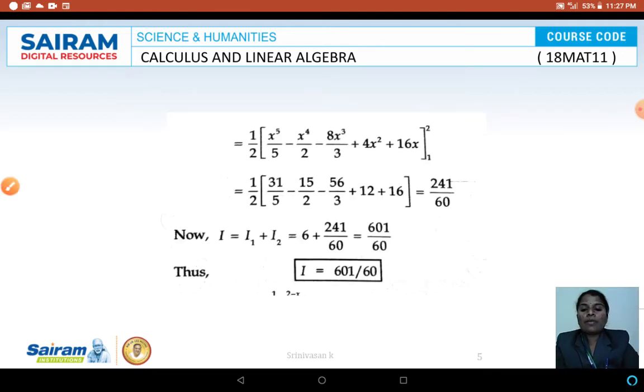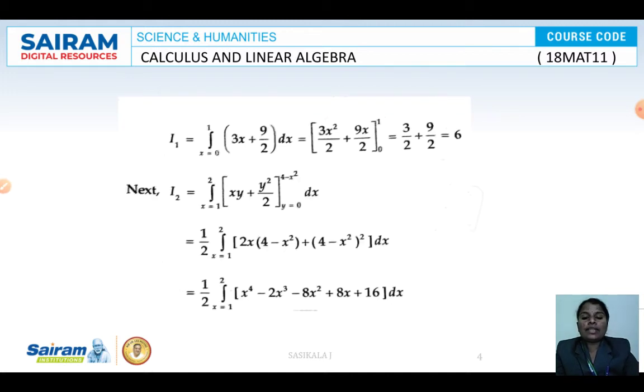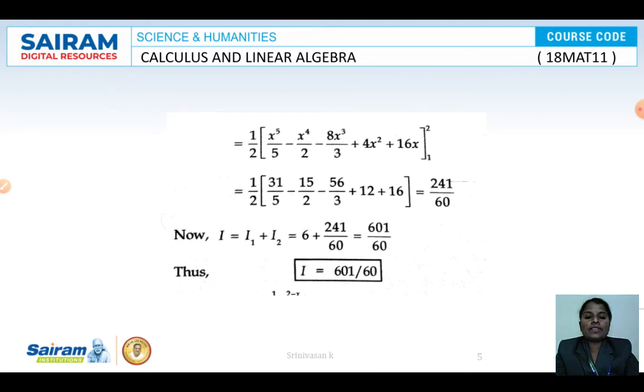Okay. So now you can see that we substitute the upper limit. Before that, you integrate: x power 4 will be x power 5 by 5, and minus 2x cube will be minus 2 x power 4 by 4, minus 8 x cube by 3, plus 8 x squared by 2, plus 16. So now, this is equal to 1 by 2 of the upper limit minus the lower limit. You will have 241 by 60.